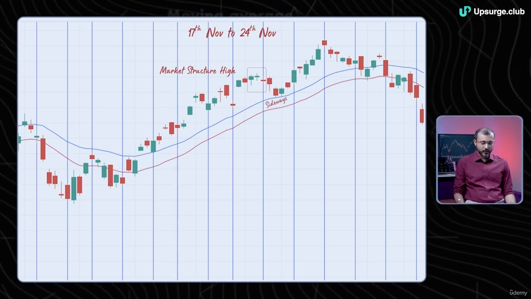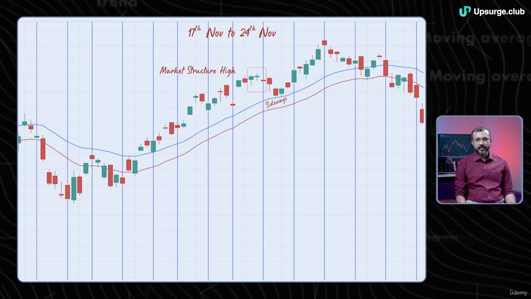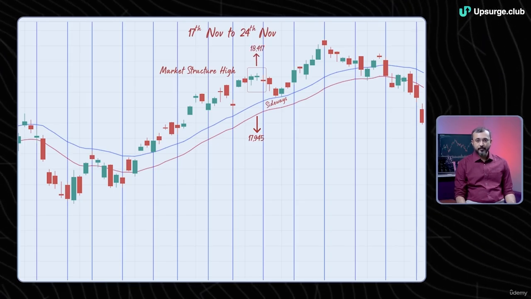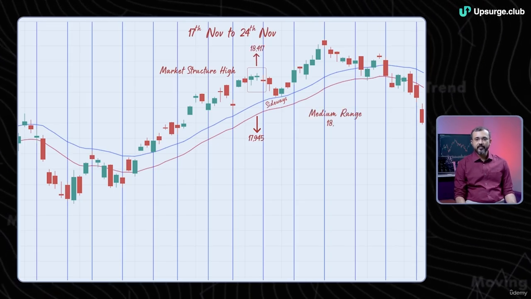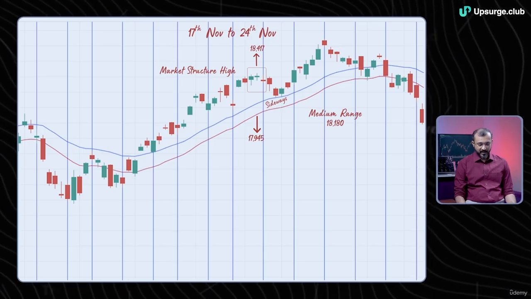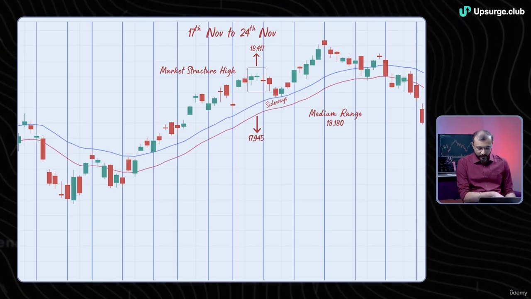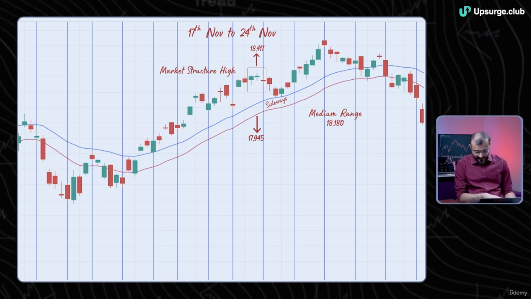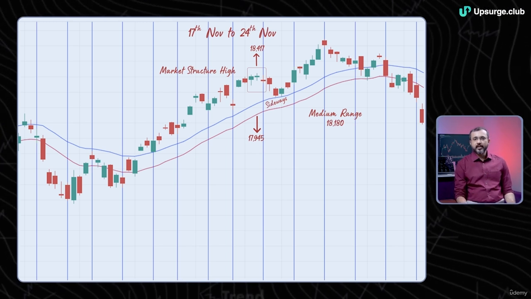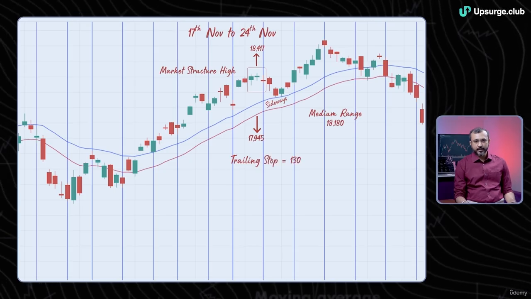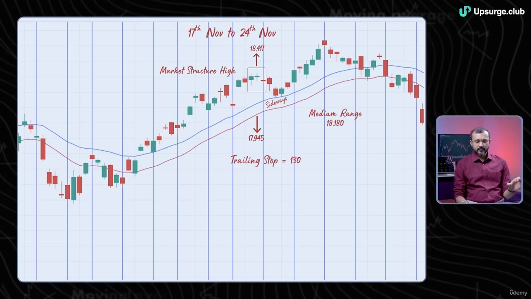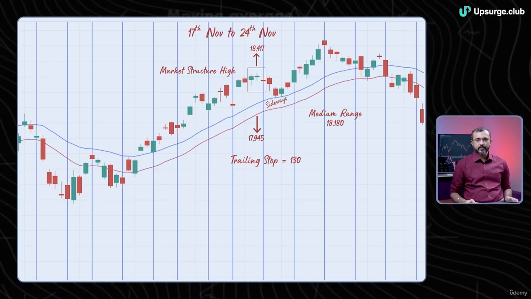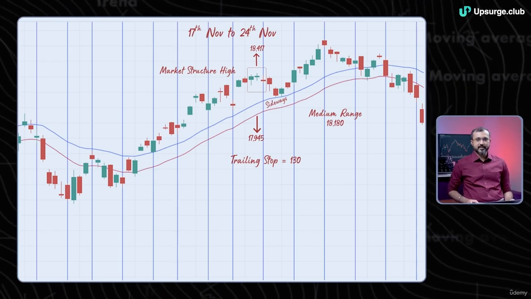We selected the range of 17,945, which was the moving average, and 18,417, which was the high point of the market structure high. The median value comes to 18,180. From there, if we see, we have shorted this at 240 points. It has made a low of 106 and from there it has reversed. So our trailing stop was triggered at 130. We shorted at somewhere around 270, and from there we have exited at 130. So we are able to capture 140 points in this expiry.